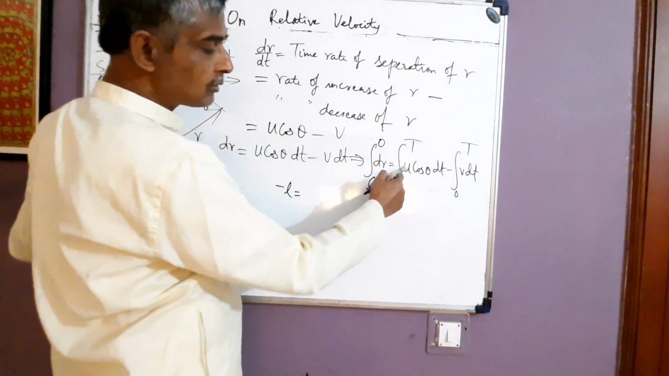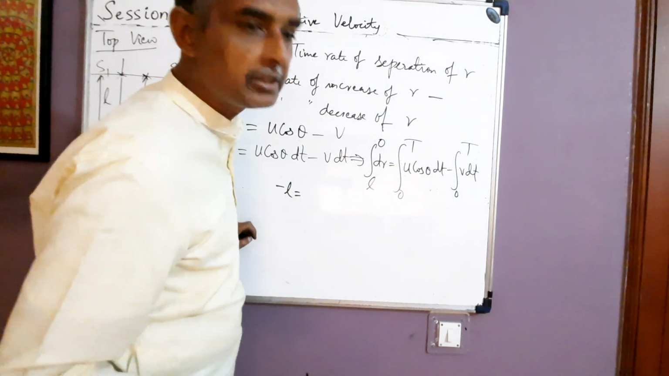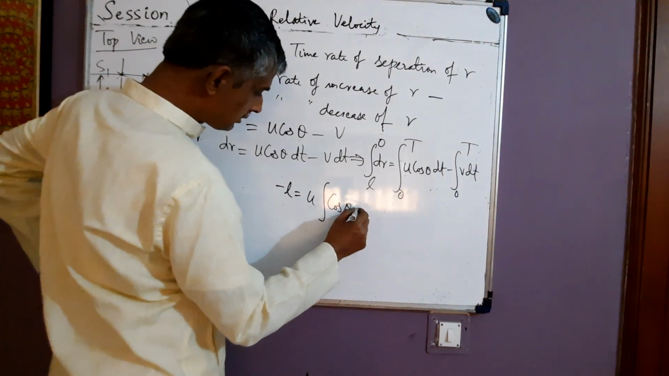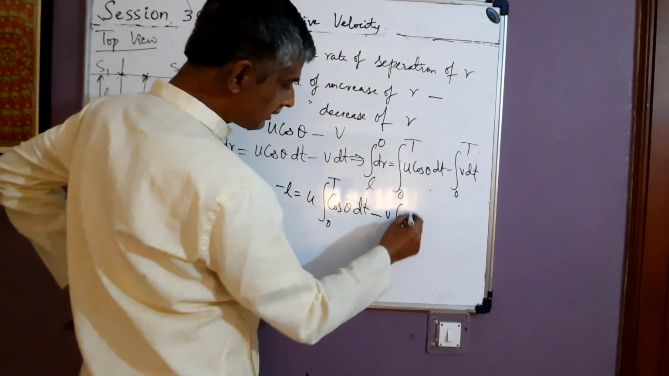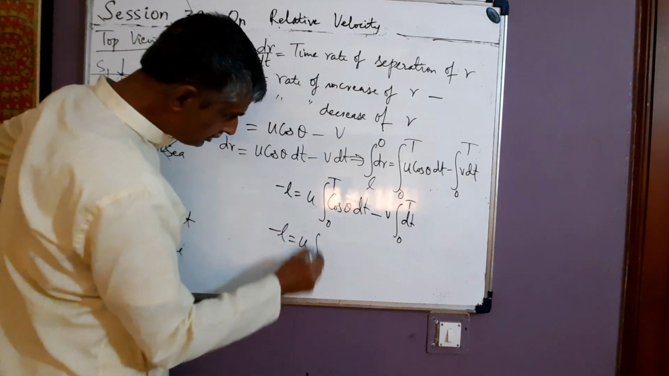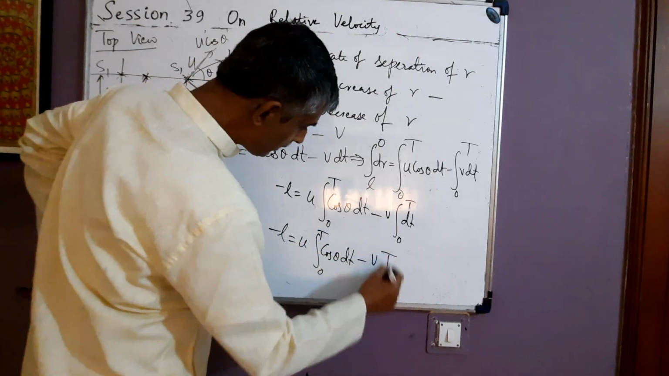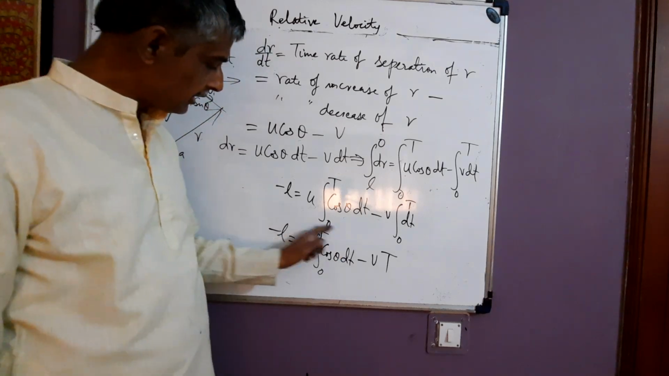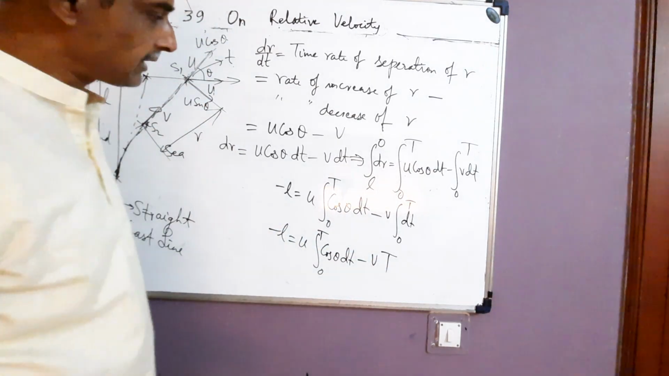Now u is constant, u comes outside the integral, but theta is not constant. Theta will keep on changing with time. So cos theta cannot come outside the integral. So cos theta stays inside the integral. So this will be u times integral cos theta dt 0 to T. V is constant, v comes outside the integral. Integral dt 0 to capital T, so minus vT. Alright. Now see, still we don't know this integral. This integral has to be removed. Without removing this integral, this cannot be solved. Okay. We have to find capital T, time after which the two ships meet.